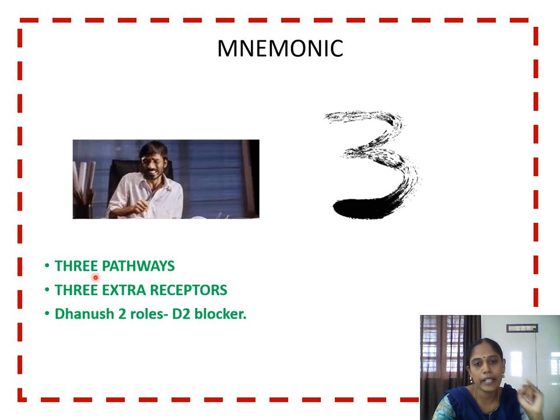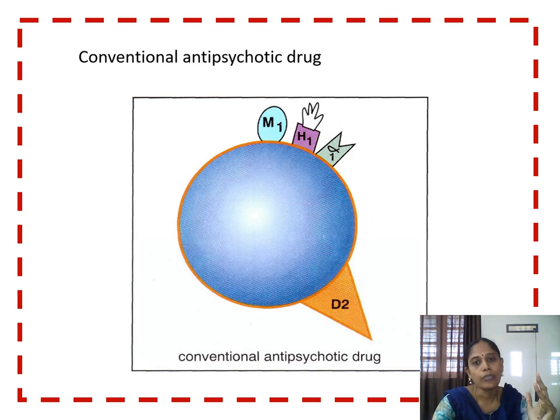3, you can remember as: typical antipsychotics act on three pathways, that is mesocortical, mesolimbic, and nigrostriatal pathways, and three extra receptors. So dopamine blockade alone will not be there; it also blocks M1, H1, and alpha 1 receptors. So typical antipsychotics not only block the D2 receptor, they also have action on three extra receptors, like alpha 1 and H1. So for conventional or typical antipsychotics, this is the image which you can easily remember. D2 blockade is responsible for antipsychotic action, and alpha 1, H1, M1 receptors are also blocked. So you can get side effects due to blockade of these, which we'll be discussing later.